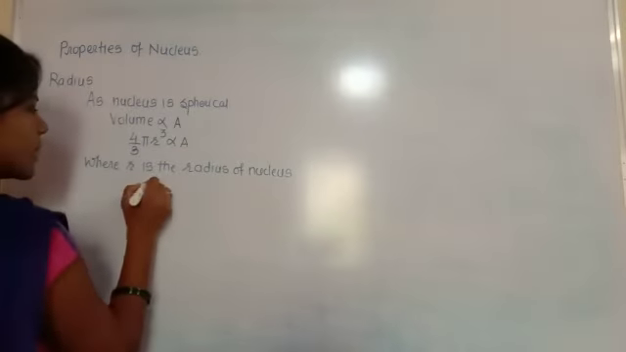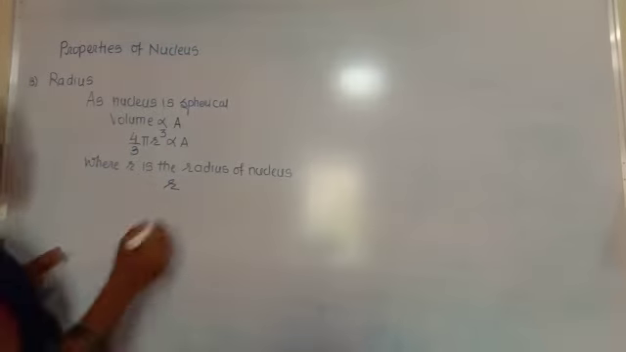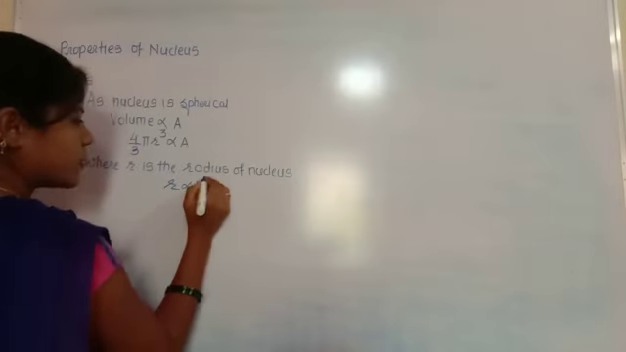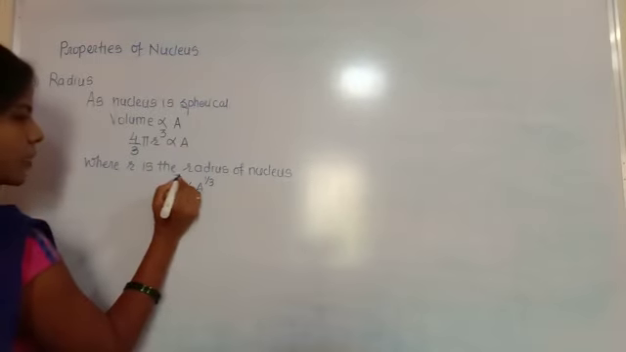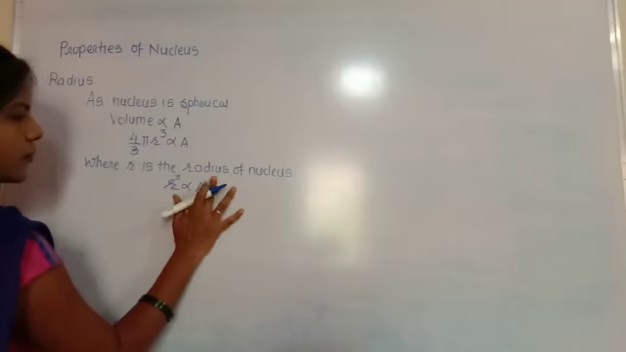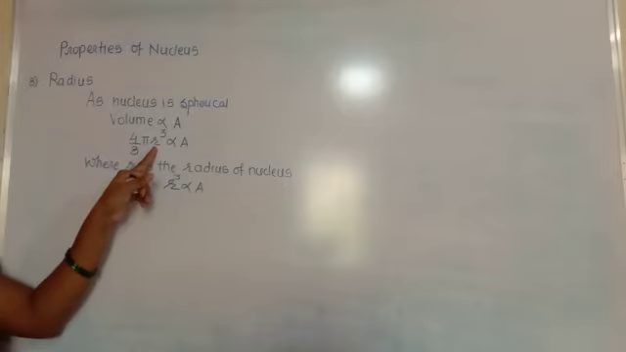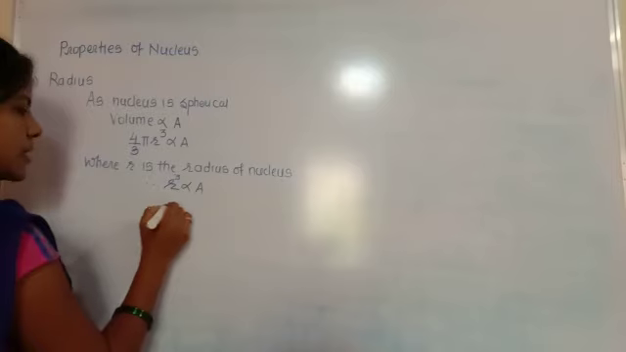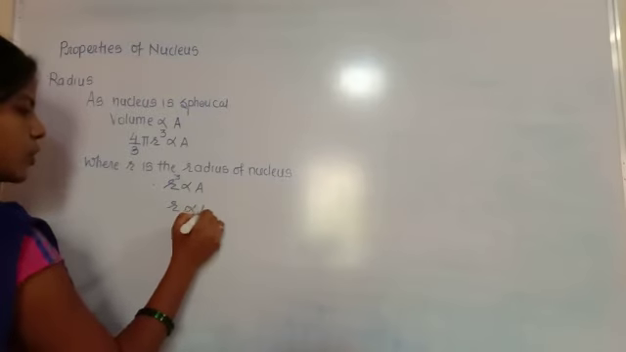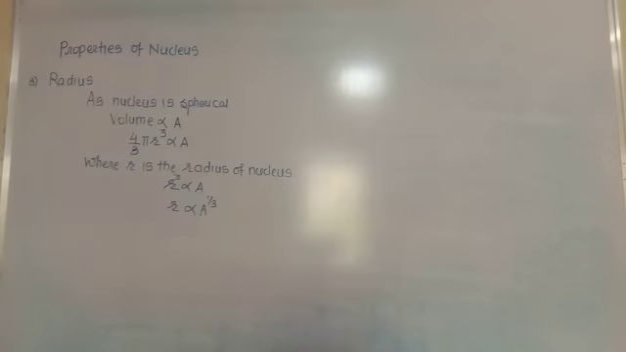Therefore, if we calculate this, R, that means the radius, is directly proportional to A to the power 1/3. Here we can write firstly R cube is directly proportional to A. In a simple manner, if we denote it as only R, it is directly proportional to A to the power 1/3. So this is the radius.